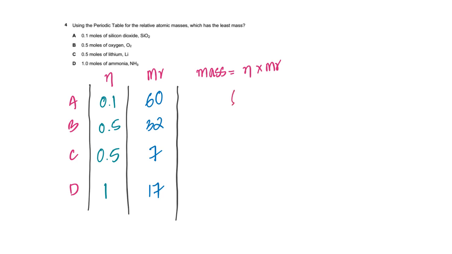I think 6 for the first one. Why is it not writing? 6 grams for the first one, 16 for the second one, 3.5 for the third one, and 17. I don't even have to use a calculator for these. Okay. And the least mass is C. Okay. C. Easy, straightforward. Try thinking.